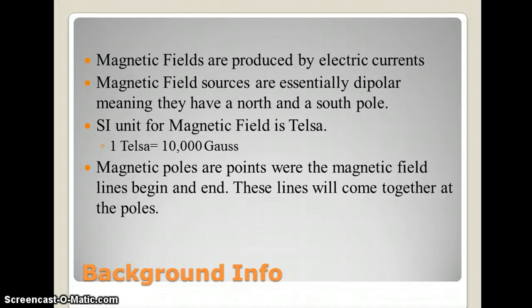So here's some background information. A magnetic field is produced by electrical currents. The magnetic field sources are essentially bipolar, meaning that they have a north and a south pole. The SI unit for the magnetic field is a Tesla, and a Tesla is equal to 10,000 Gauss. Magnetic poles are points where the magnetic field lines begin and end. These lines will come together at the poles.